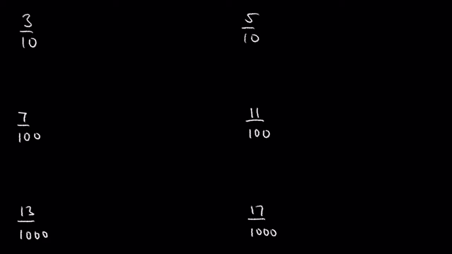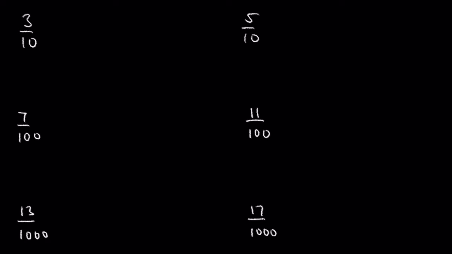What do all these fractions have in common? They all have a 10 or 100 or 1000 in the denominator. They also could have a 10,000 or 100,000 and so on in the denominator. If you have these kind of fractions, it's very simple to convert them into decimals. Why is it so simple? Let's first focus on the fractions with the 10 in the denominator.